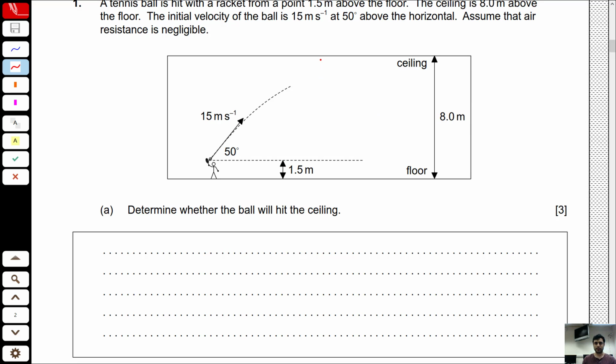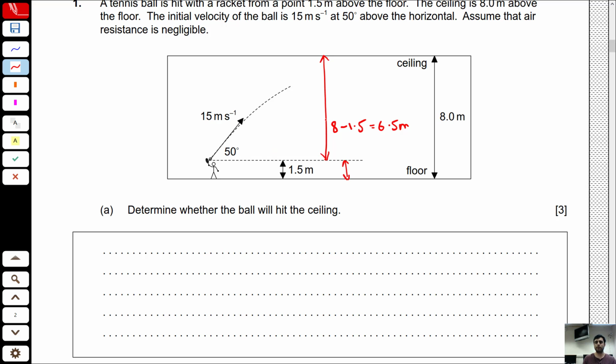Now the ball will hit the ceiling depending on the vertical distance from here to here. So let's find out the vertical distance that the ball needs to travel before hitting the ceiling. It will be the total distance, which is 8, minus the height of the person, which is 1.5. So this is going to give us 6.5 meter.